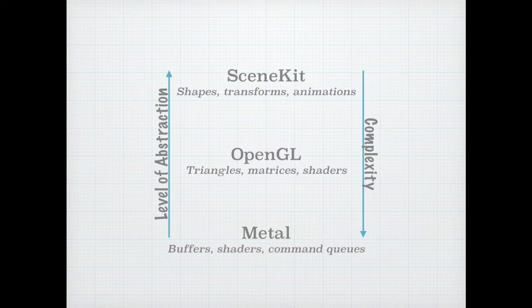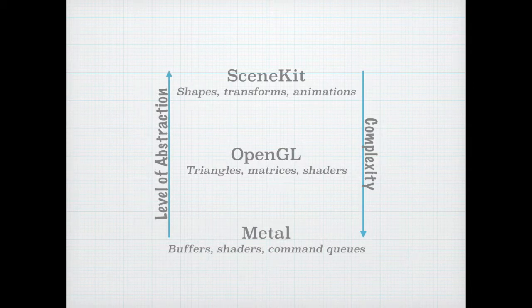But when we use each of these SDKs, we think about different things. With SceneKit, we get to think about objects and transforms and effects, particle systems, things like that. With OpenGL, we have to go down to the mesh level. We think about how our mesh is arranged. We think about shaders. We think about the OpenGL state machine.